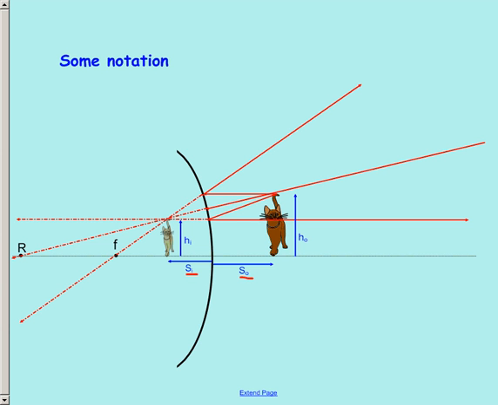Height of the object is going to be H with a little O subscript, and height of the image will be H with a little I. Now this applies to any object, any image, any mirror. Also it'll apply when we get to lenses as well. Okay, H's and S's. All right.